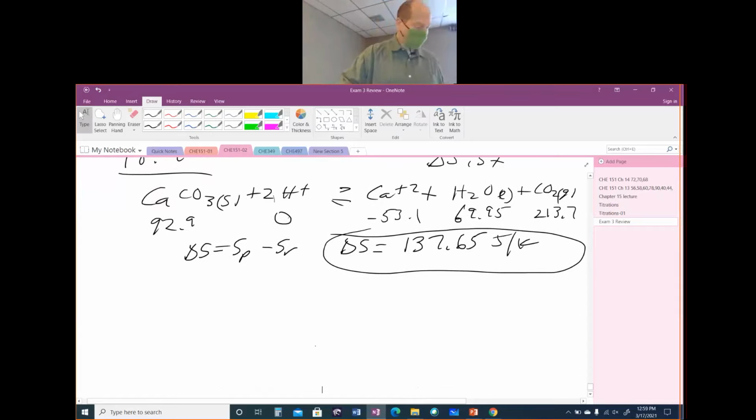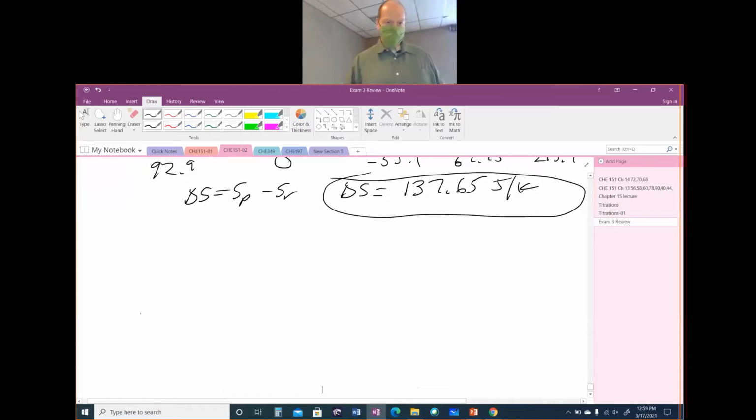All right, 1842. Using enthalpies of formation, we're going to calculate delta H, also delta S, and then we're going to use these to find delta G.